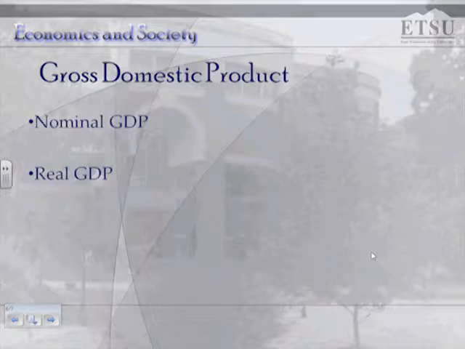We don't really care about the dollar value of how much things cost. What we care about is how much we are actually producing. So real GDP, which has been adjusted for inflation, gives us a better measure of that. Because prices tend to increase over time, adjusting for inflation gives us a real idea of what's happened over time when we compare real GDP.